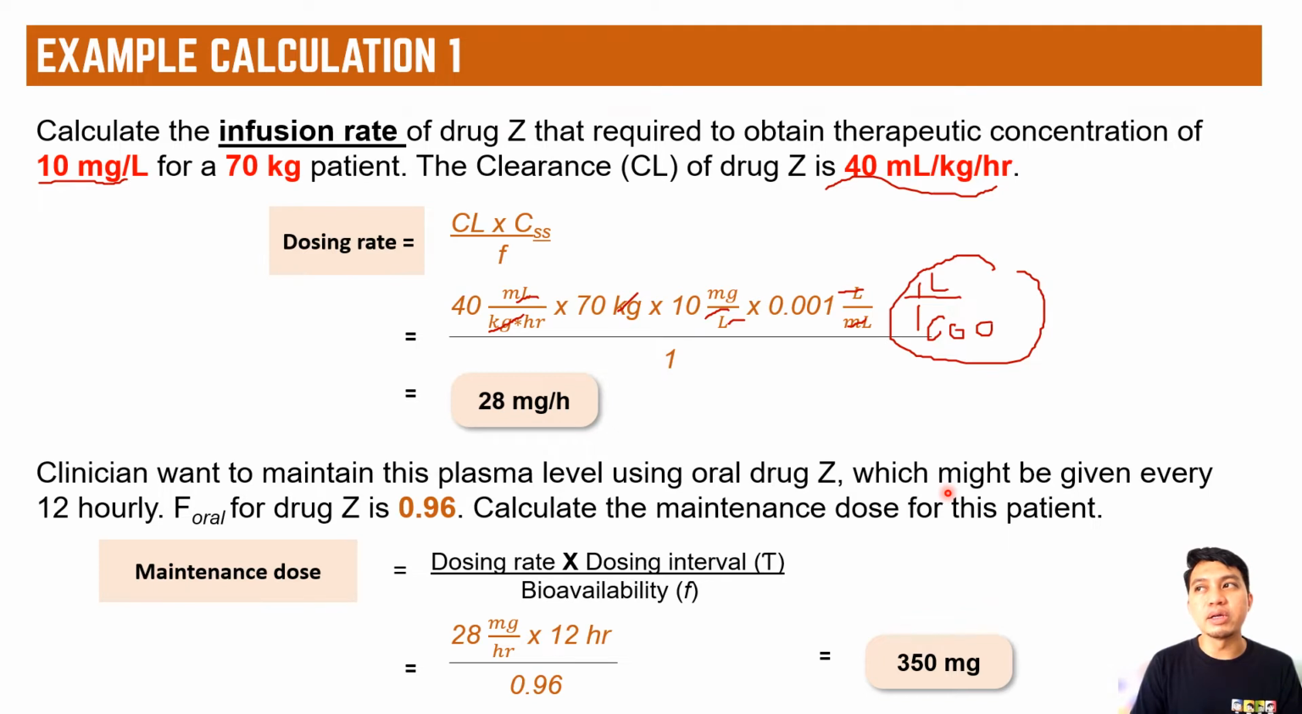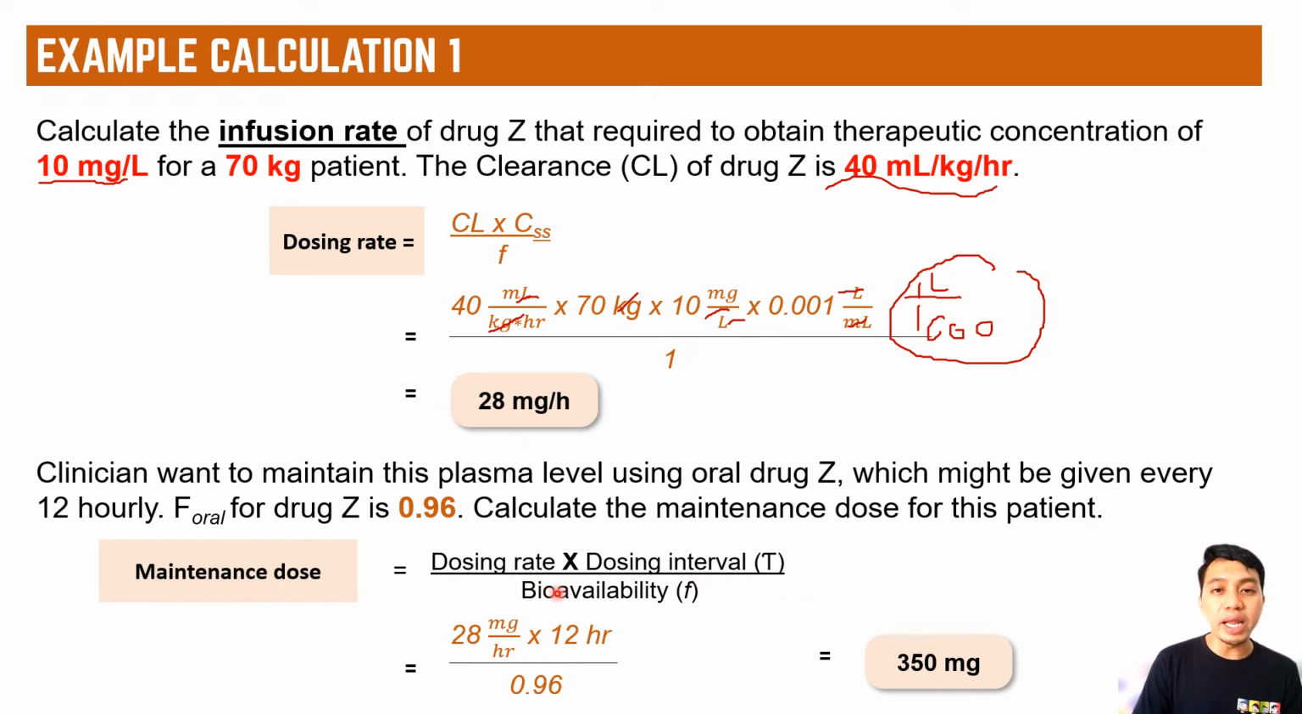Might be the patient is already an outpatient, which might be given every 12 hourly. So the bioavailability of the oral for drug Z is 0.96. Calculate the maintenance dose for this patient. So how to calculate the maintenance dose?